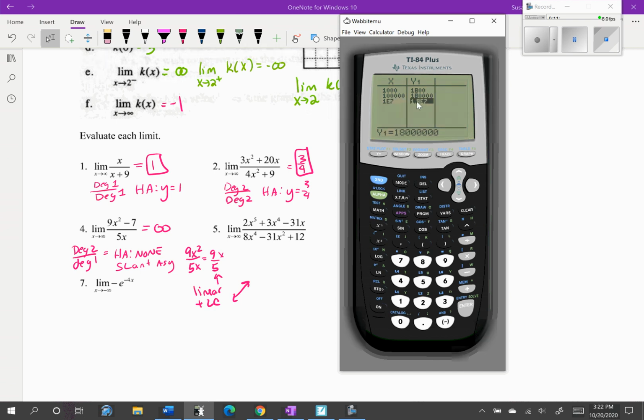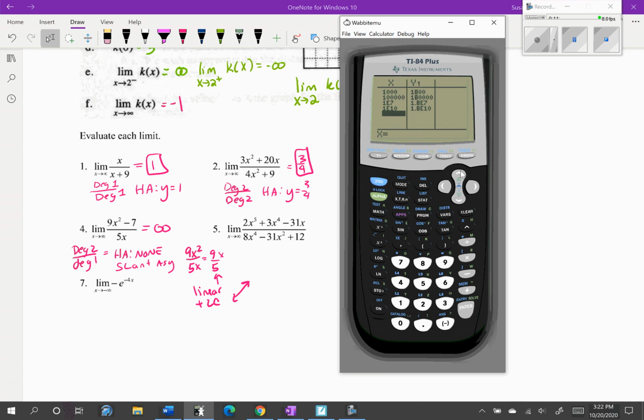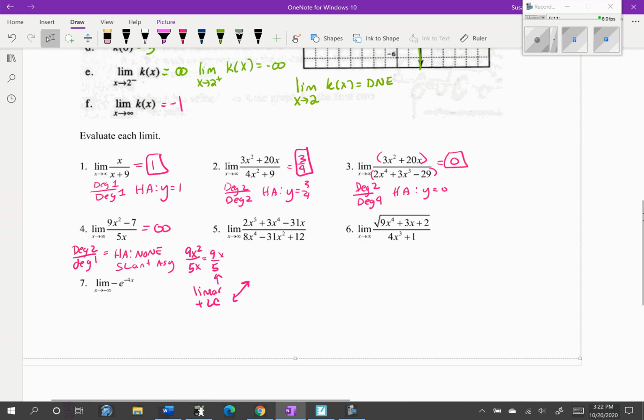So right here, if you click on this, remember when you see that E, that means times 10 to the 7th power. So that would be moving that decimal place to the right 7 times to get this value that we have right here. And again, you could just keep on plugging in larger and larger values to see that the number is going to get larger and larger. So infinity for the next one.